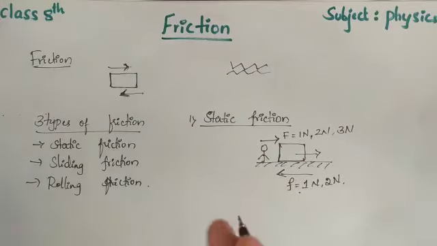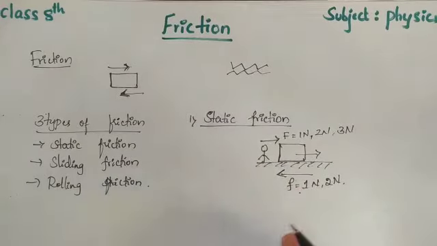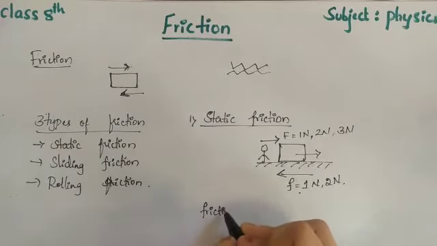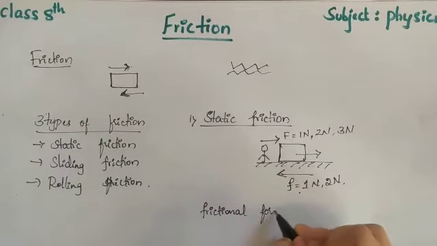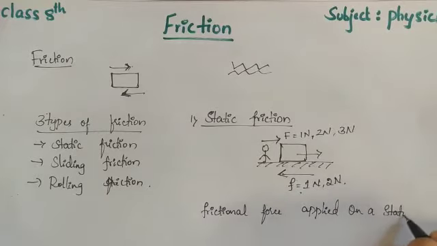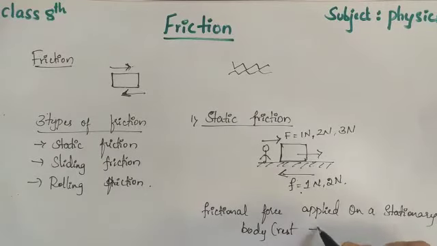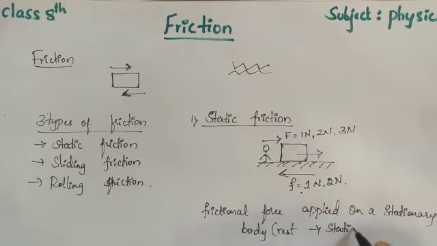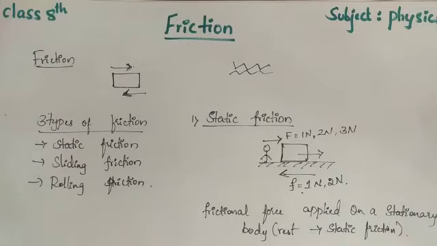Static means rest or constant. So what is the definition of static frictional force? It is the frictional force applied on a stationary body, and a stationary body is nothing but a body which is in rest position. Once again I'll repeat it: static friction is the frictional force applied on an object which is at rest position.